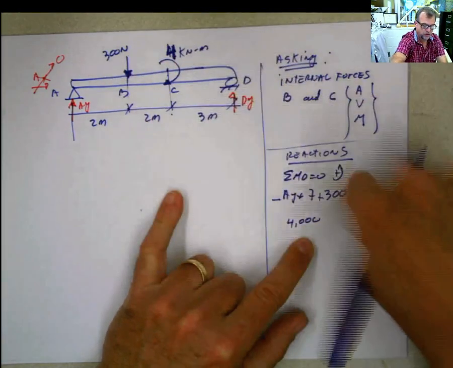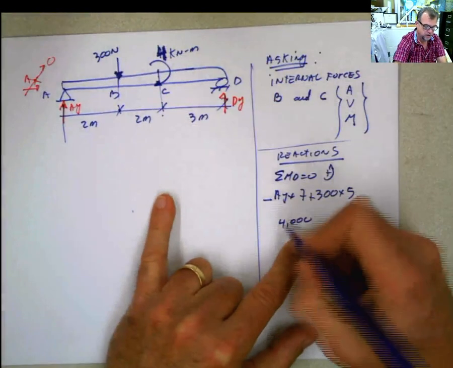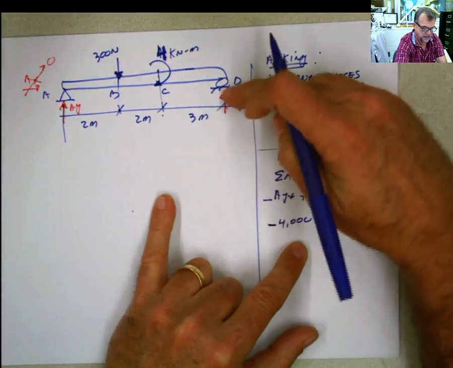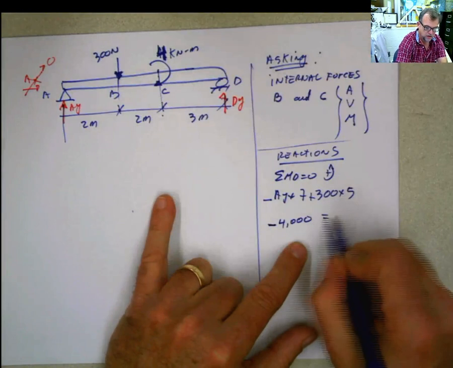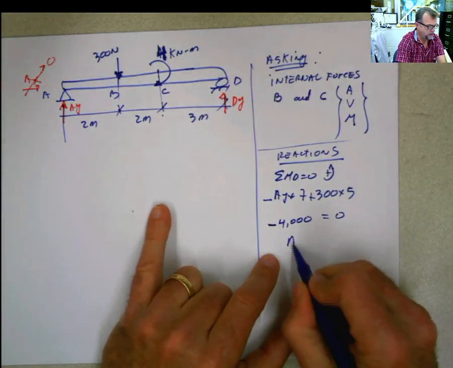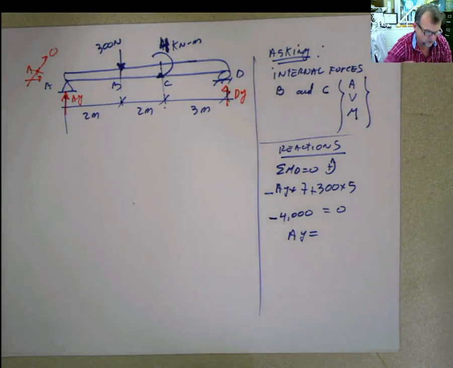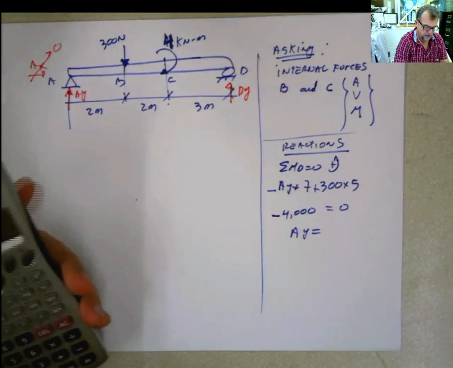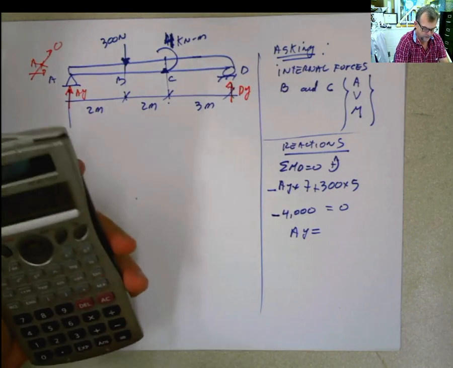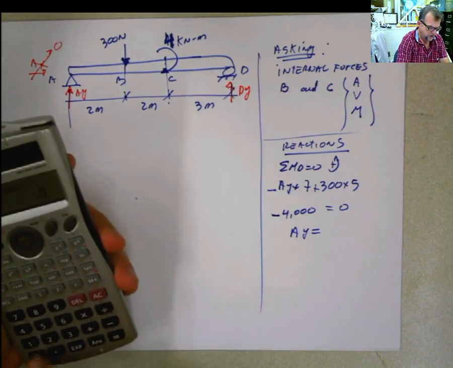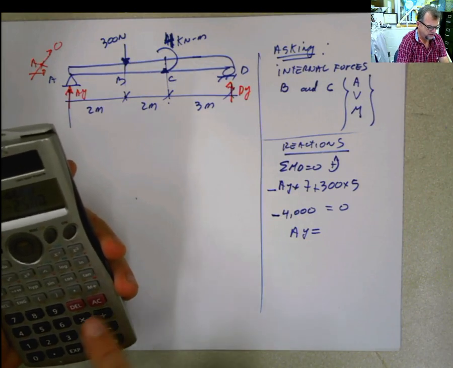Anything else, positive or negative, is going in this way. This way is rotating like that, right? And that way is 4,000, which is negative also. Nothing else equals 0. From here you can solve for AY. Where's my calculator, because I don't have that solved here now. This is equal to 300 times 5 minus 4,000 equals 2,500. 2,500 divided by 7.